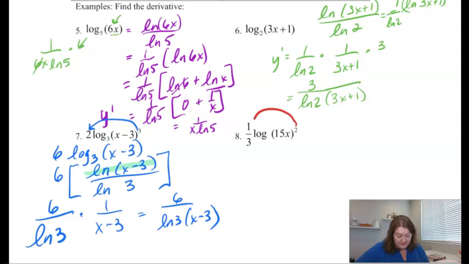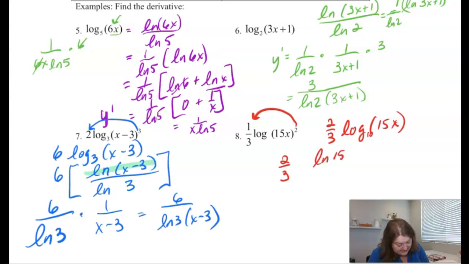Again, I can move the 2 in front. So then I'll have a 2/3 log of 15x. And I can leave it like that, or I can break it out. Let's see what happens if I leave it like this. So this is just going to have a 2/3. What else do I want to do? It's already a log, right? So it's a log base 10. So I'm going to choose to call this 2/3 with an ln of 15x over an ln of 10.